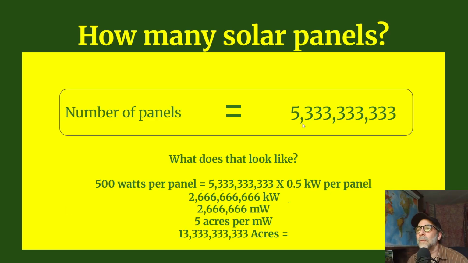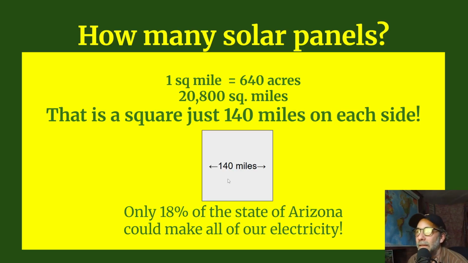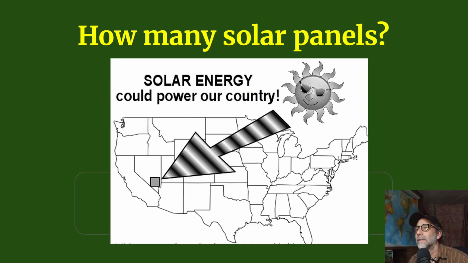There you have it, folks. The number of solar panels required to make all the electricity in the United States is 5 billion and a bunch of threes. Now, what does that really look like? If you figure out how much space it would actually take, it comes to a square, believe it or not, that is only 140 miles on each side, roughly 18% of the state of Arizona.